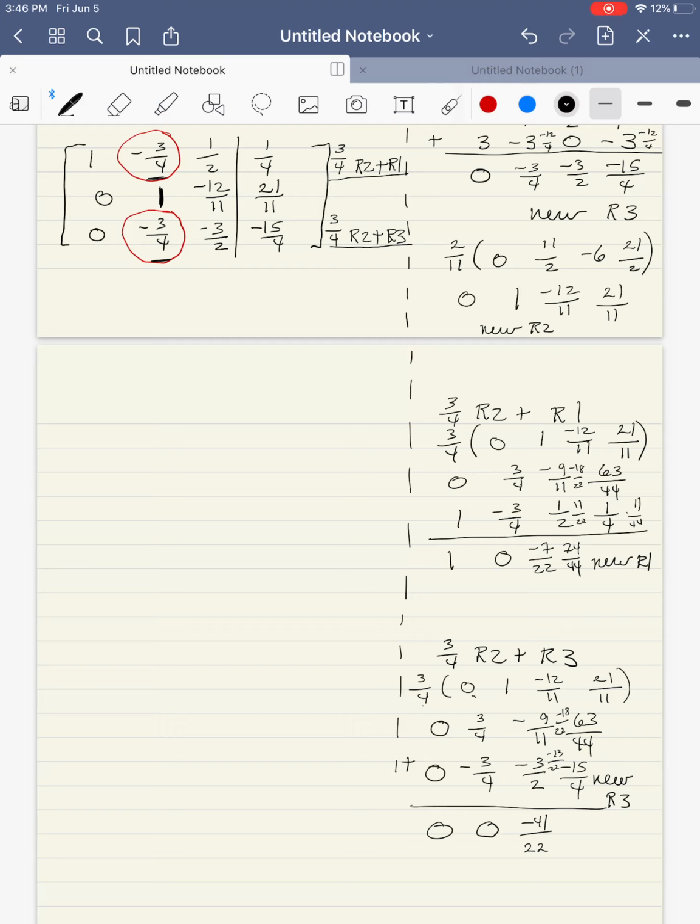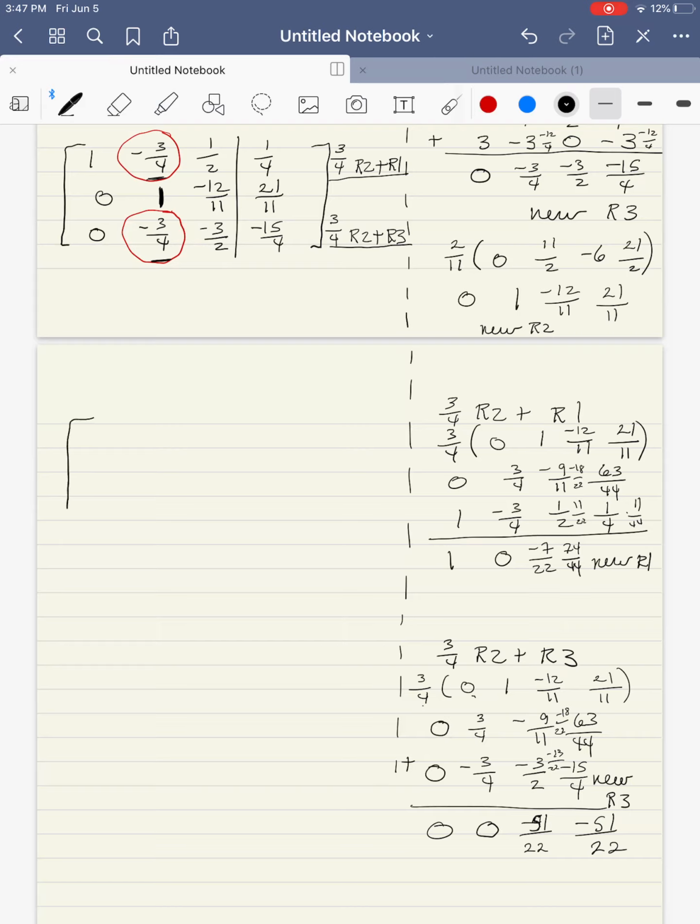So I'm going to double check my negative 9 divided by 11 plus a negative 3/2. And I hit math, frac, enter, negative, yeah, see I made a mistake there when I added that. It should have been negative 51 over 22. All right, and let me go ahead and use my calculator for the next one as well. So I have 63 over 44 minus 15 over 4. And I hit math, frac, and I get negative 51 over 22. And this is my new row 3.